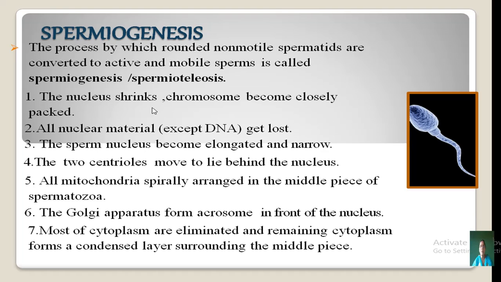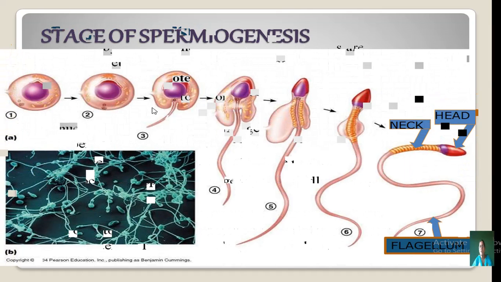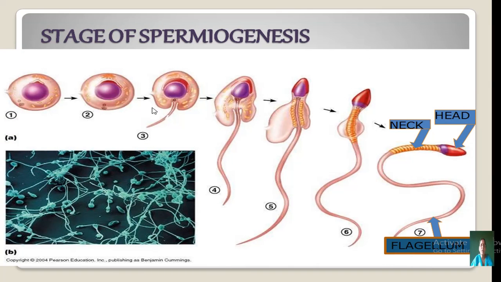After the completion of spermiogenesis, the spermatids are converted into sperms. In this diagram you can see different stages of spermiogenesis. In the first diagram, this is the spermatid. It changes in the following stages: number 1, 2, 3, 4, 5, 6, then number 7. This is converted to sperm, which contains 3 parts: the head, then the middle piece, this is the neck region, then the tail region. These are the different parts of the sperm or spermatozoa.